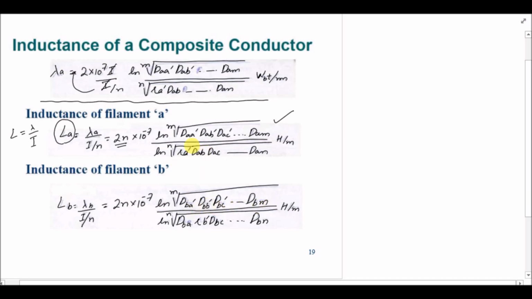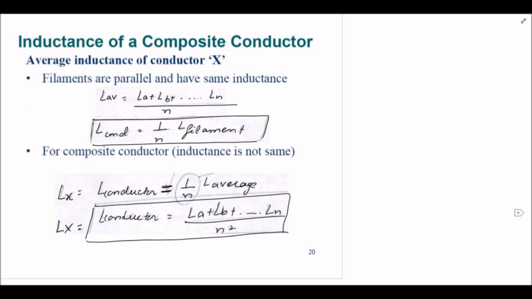All the terms of A will be replaced by B, and in the denominator RA dash will be moved to the B position, so it will be RB dash. So the distance from B to A, RB dash, the distance from B to C, and all these values will be multiplied. So this will be the inductance value of conductor number B. Similarly, we can find the inductance values for all the conductors from A, B up to N, right?